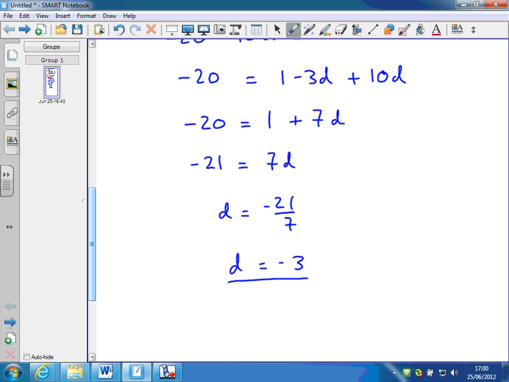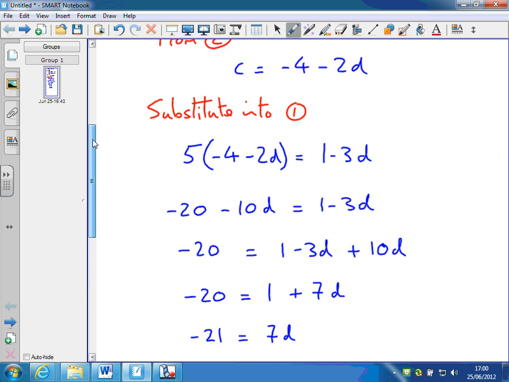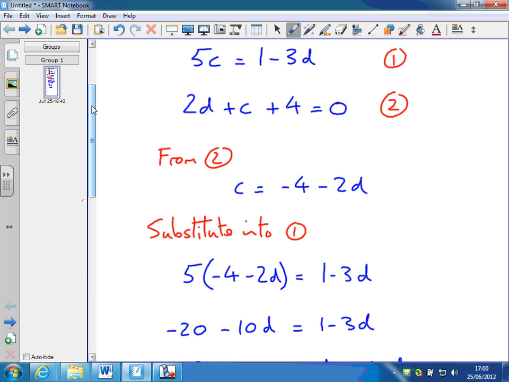So now I've got a value for D. I can put that back into, say, equation number 2 to find out what C is. I'll leave you to finish that question off.